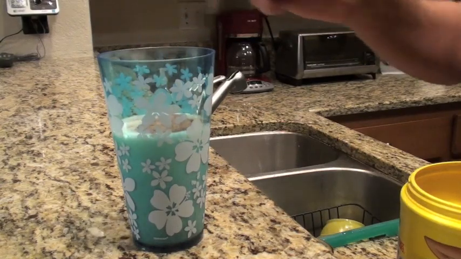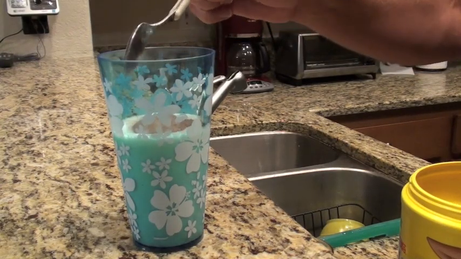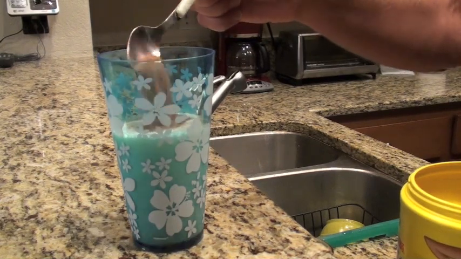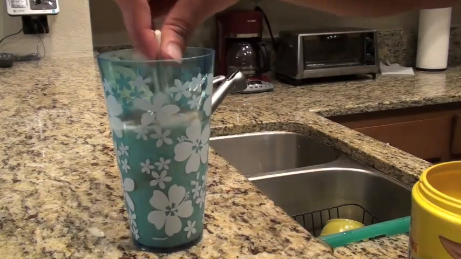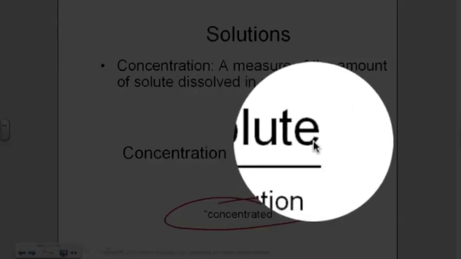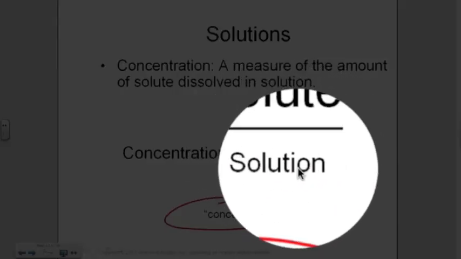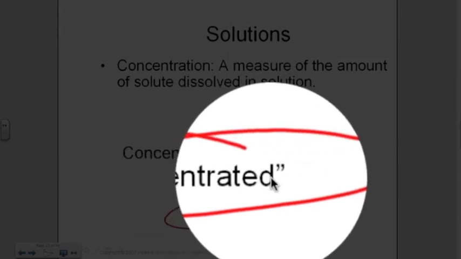If I'm making chocolate milk for my daughter, I've got to do it this way. A lot of scoops. In this situation, we have a huge amount of solute compared to solution, and we call this concentrated. Tomorrow in class, we'll discuss how we measure amounts of stuff in chemistry.